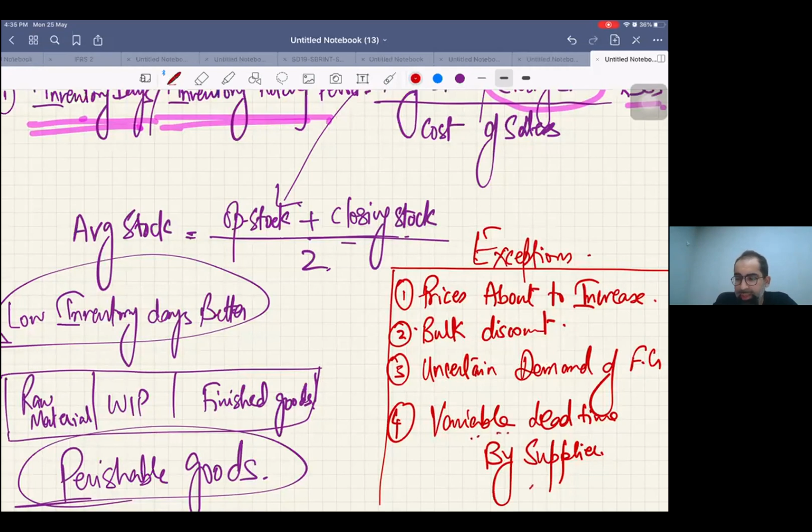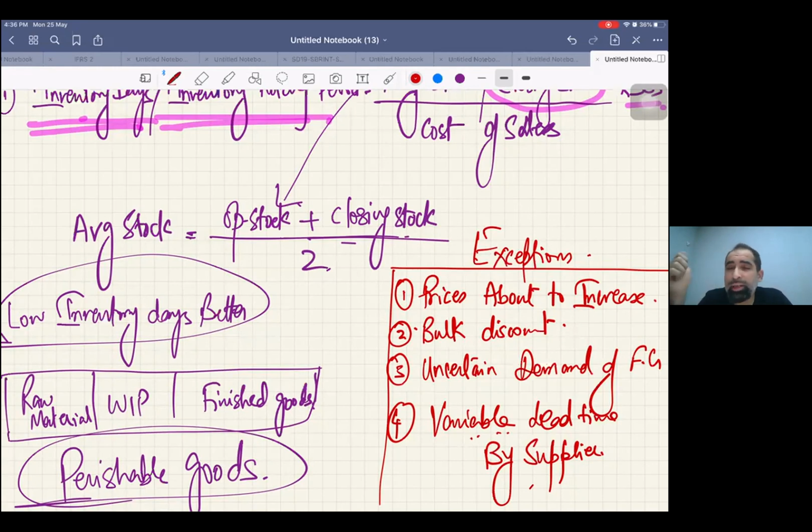Number four, variable lead time by supplier. What is lead time? It's a basic word. Lead time means the gap between the day I order stock from my supplier and the day he delivers it. For example, I ordered my stock today, and after 10 days he delivered it. So the 10 days is the lead time. Good suppliers are those who have a fixed lead time. If they say 10 days, they deliver in 10 days. They are good people, right?